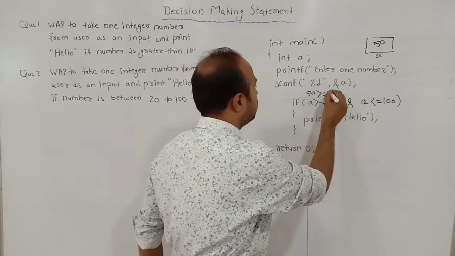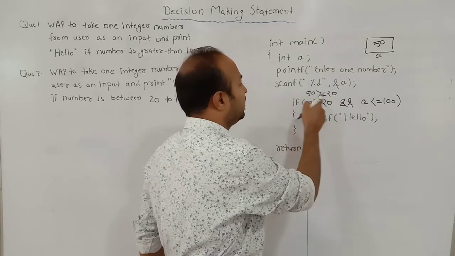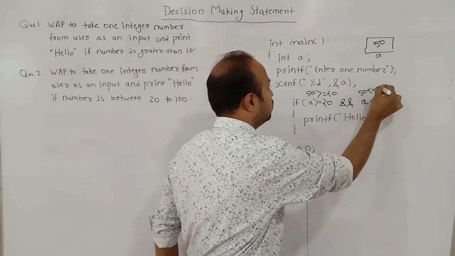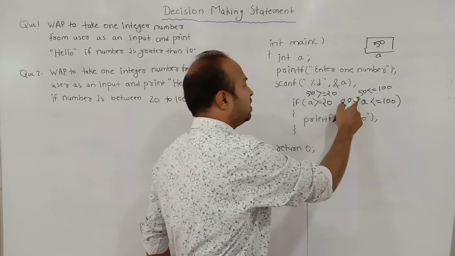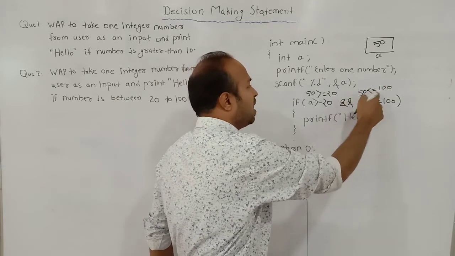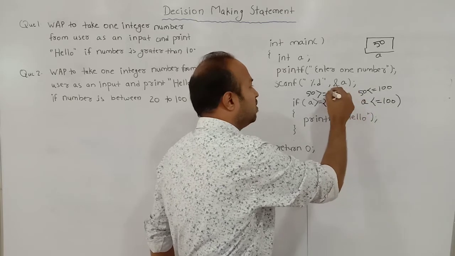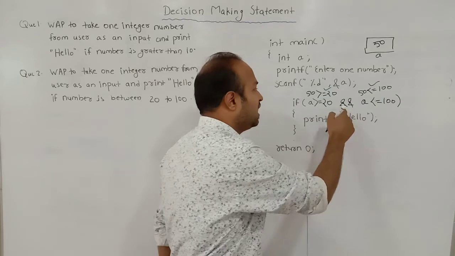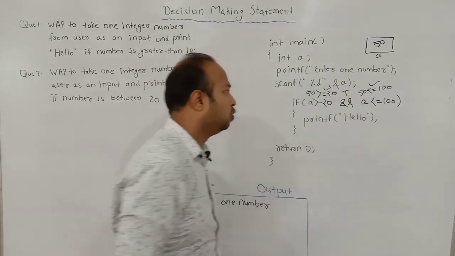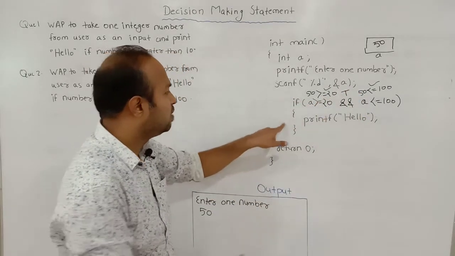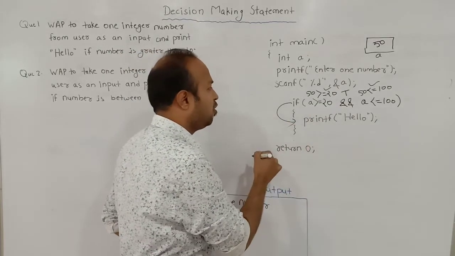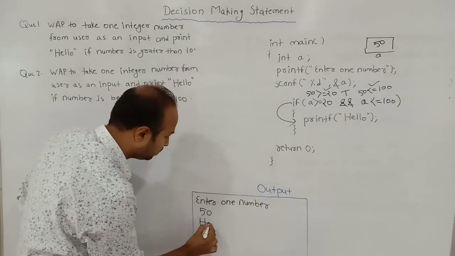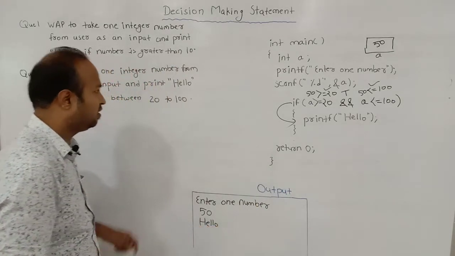50 is greater than or equal to 20. This condition is true. And 50 is less than or equal to 100. The value of a is 50, and 50 is less than 100, so this condition is true. Both conditions are true, so the AND operator will return true. And if the condition is true, we will move inside the if block and print hello. So our output will be hello. And this is our program.